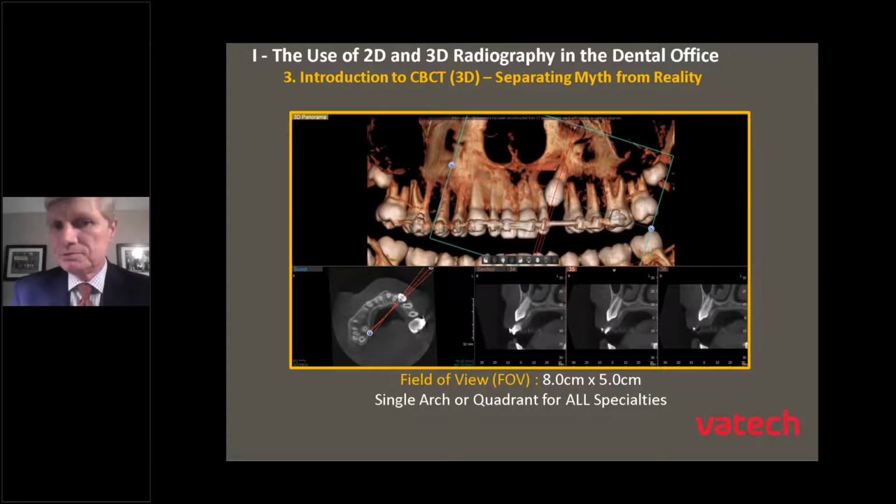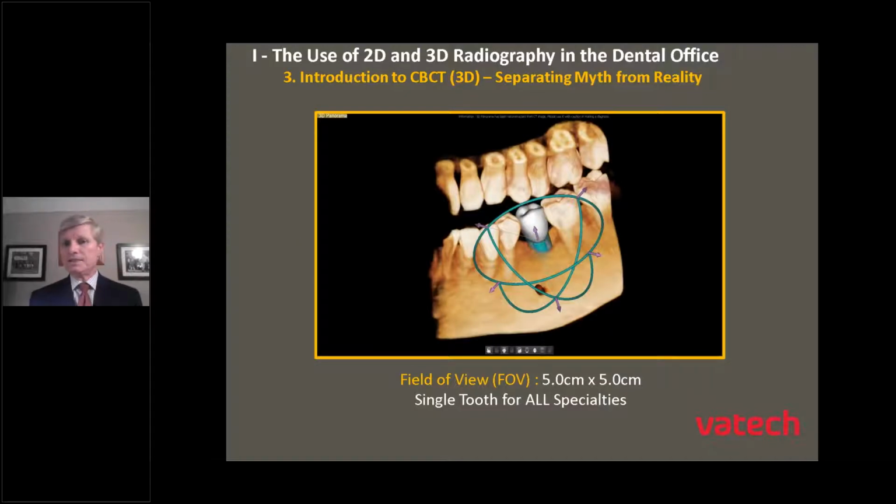Getting down to something like an 8x5, now we're looking at something that's scanning just the upper arch, where I'm looking at the impaction of a canine tooth. And then getting down to a smaller field of view, as I mentioned, every one of our 3D devices includes the ability to capture a 5x5 field of view to do a specific area, like for endo use, or doing a single implant, as you see in this example here.